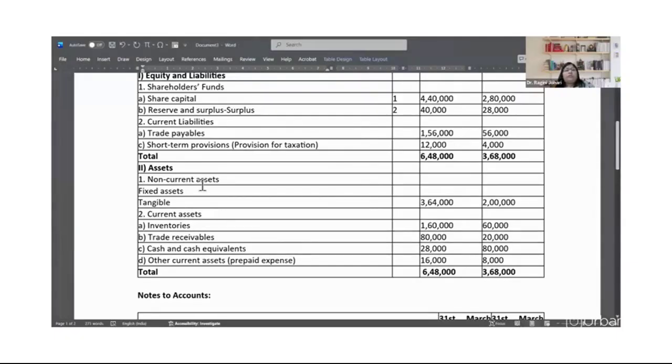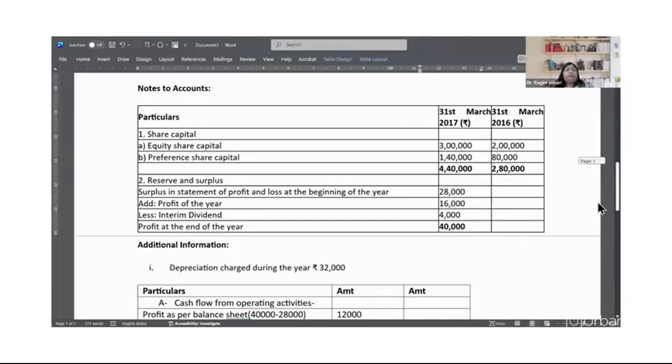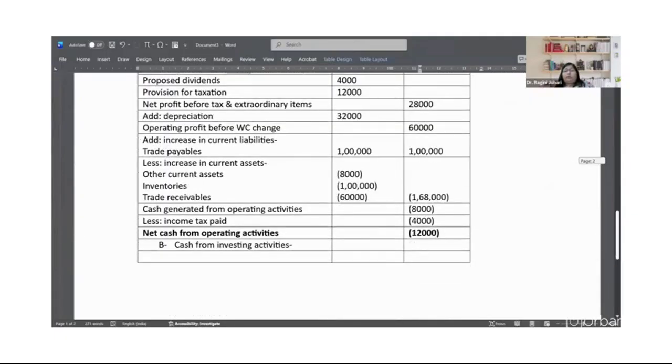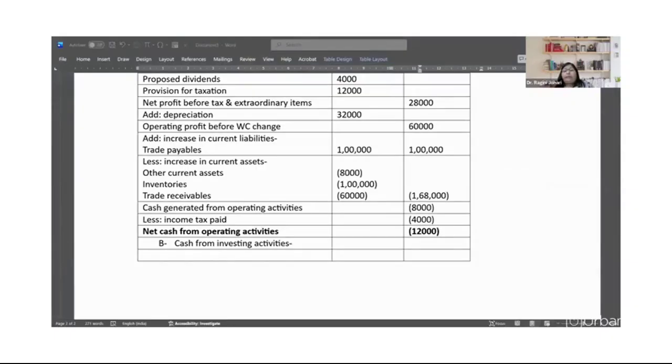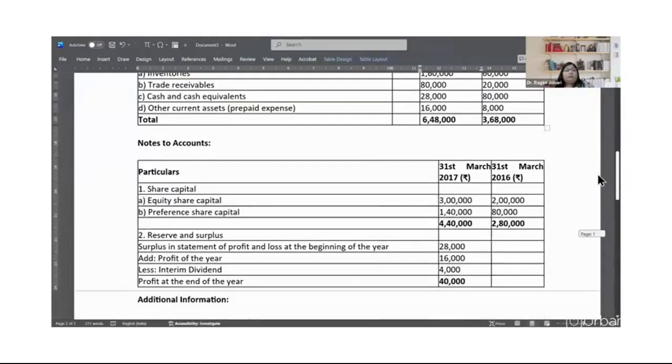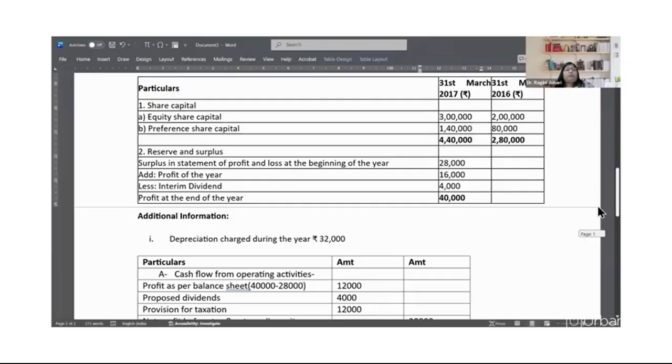Okay, let's talk about these fixed assets. The tangible assets, previous year it was 2 lakh. This year it is 3 lakh 64,000. Do we have anything else in the notes to accounts? Let us see. No, we don't have anything related to the tangible asset in the notes to accounts. So that means the balance incurred this year is towards the purchase of asset.